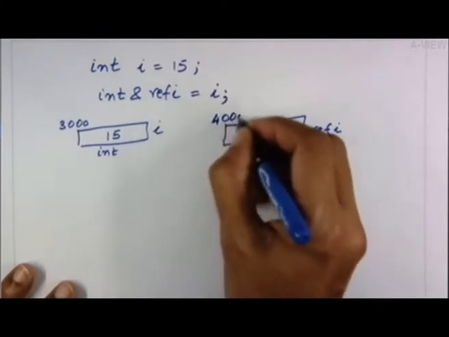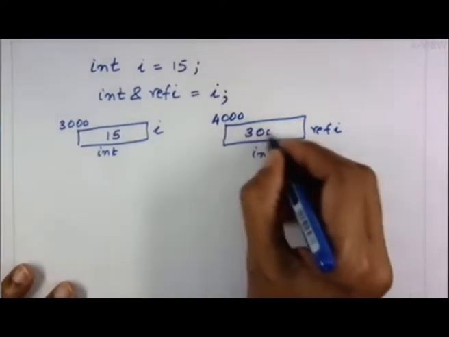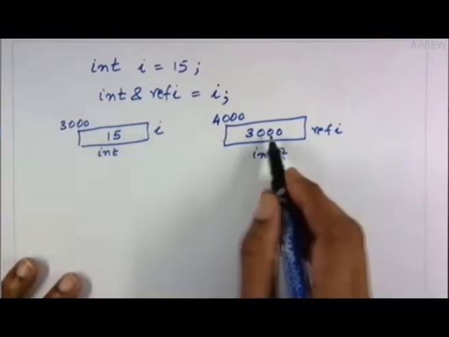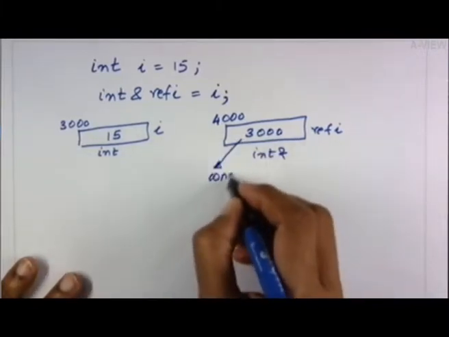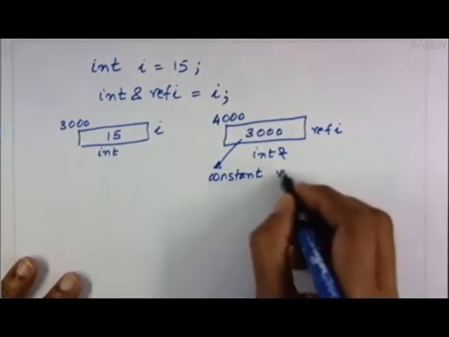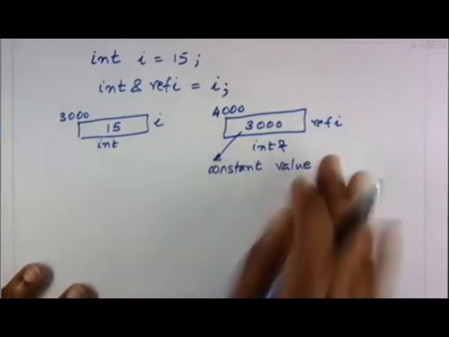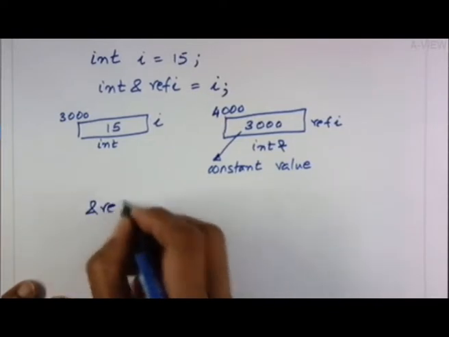The address of this could be 4000, but we have said it typically stores the address of I, which is 3000. But remember, I have said this is a constant pointer. Anything that is constant, the value cannot be changed. It is a constant value. In this case, a pointer. So this is what is actually internally stored. But suppose you say, what is the address of ref I? Let's see how it processes.